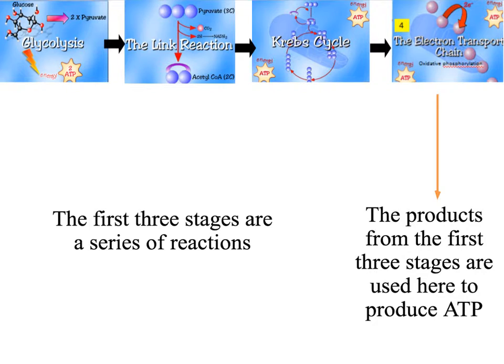The first three stages are a series of reactions, so glycolysis, link reaction, Krebs cycle. In some of those reactions, there will be a small amount of ATP produced, but the products from these first three stages are used to produce ATP in the electron transport chain.